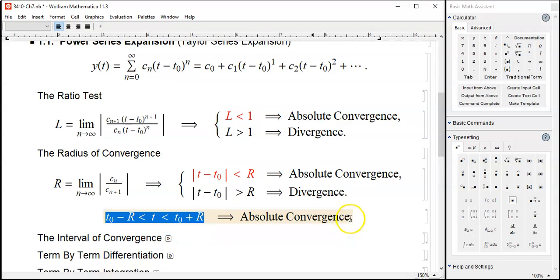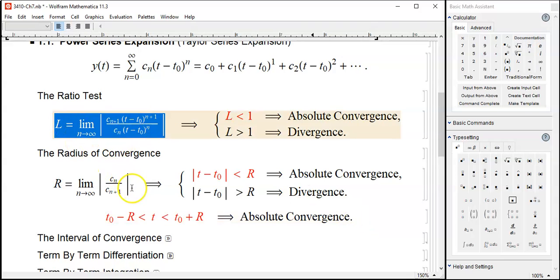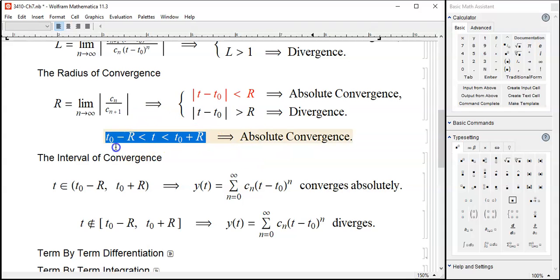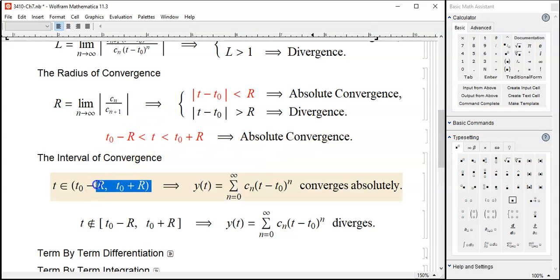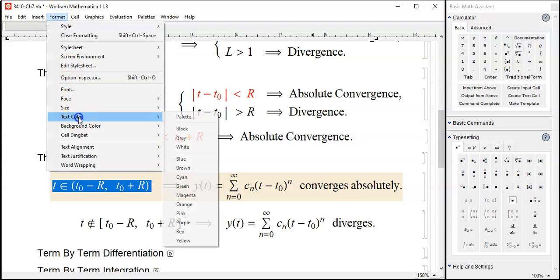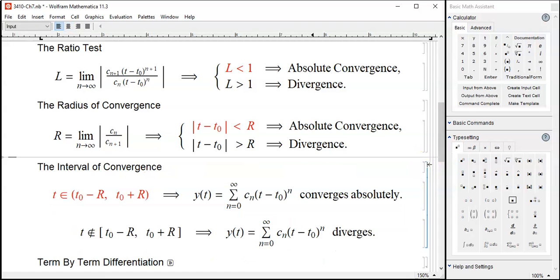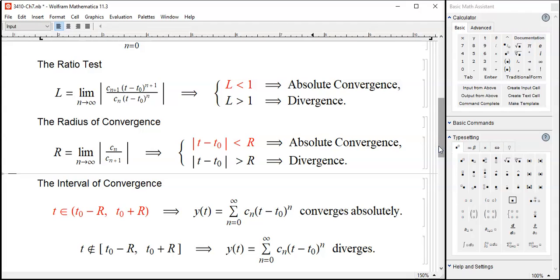All these are associated, of course, to absolute convergence. After all, this red, and that red are all equivalent. Please remember, L is this limit computation, R is that limit computation. And that concept yields the interval of convergence, as we see down here. What is this? That's equivalent to T belonging to this open interval, which I'm highlighting in red. Okay, I don't need this anymore. So they're all the conditions for absolute convergence, written a little bit differently.